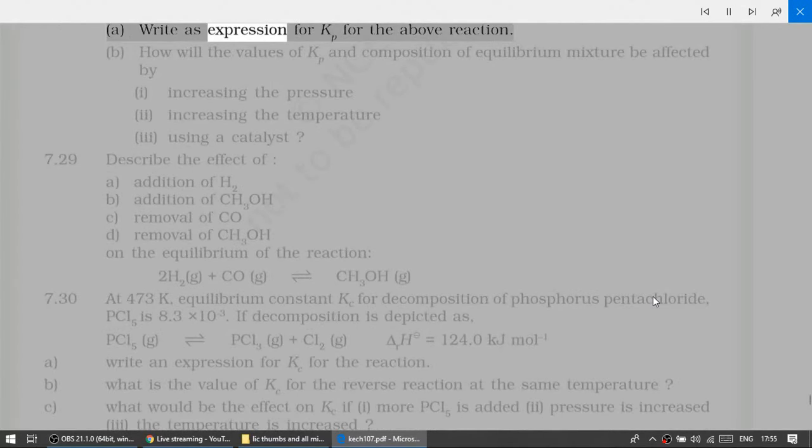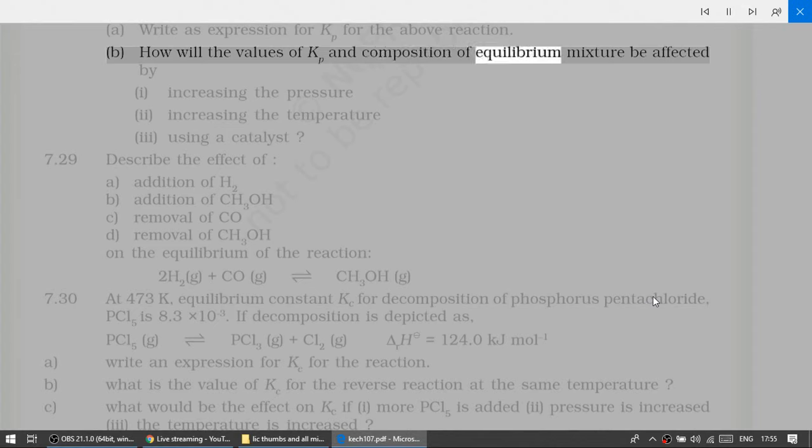Write an expression for Kp for the above reaction. B. How will the values of Kp and composition of equilibrium mixture be affected by 1. Increasing the pressure, 2. Increasing the temperature, 3. Using a catalyst.